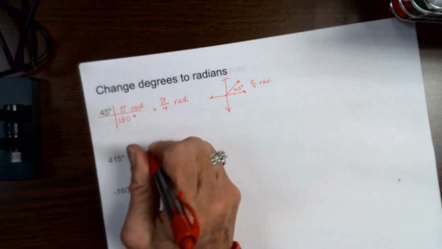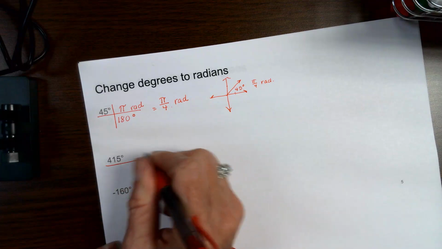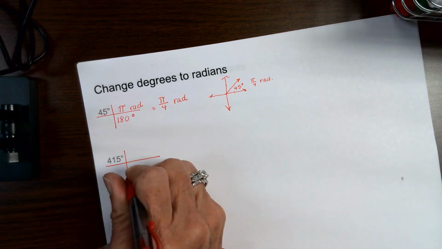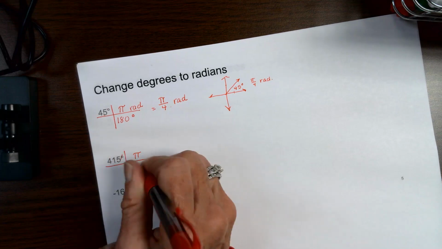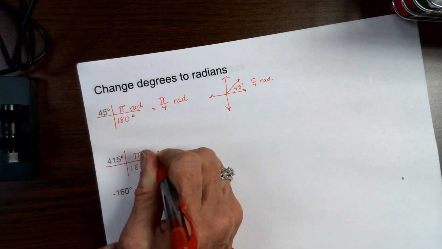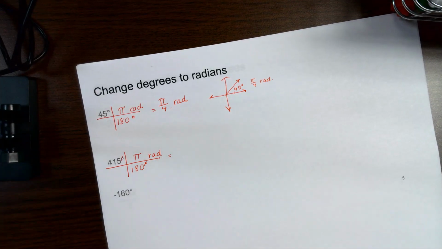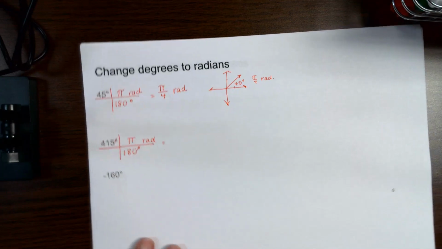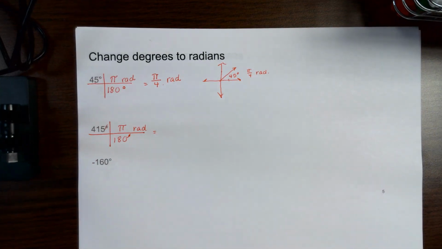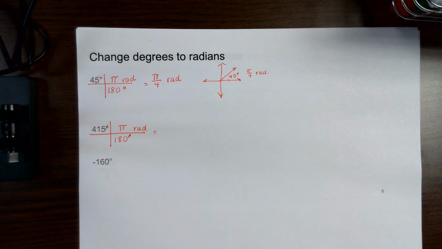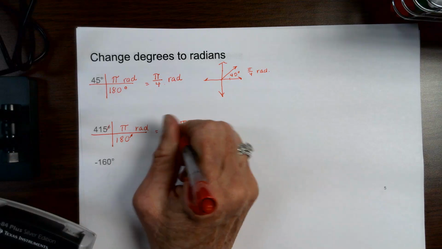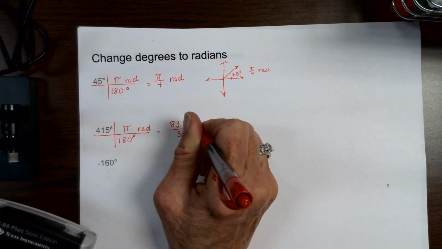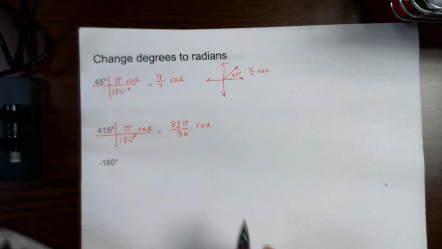Okay, 415, if I want to convert it to radians, again, 180 and pi, because remember top and bottom cancel out, so I want to be left with radians. This is dimensional analysis. So I take 415, divide it by 180. It's going to give me a decimal value. I'm going to go back to math, I'm going to hit fraction. It's going to give me 83 pi over 36, and that's going to be in radians.